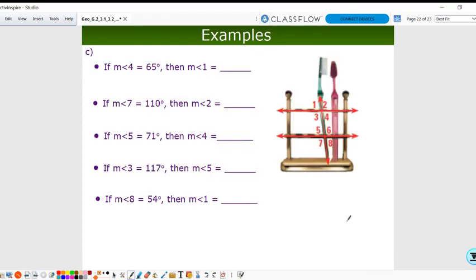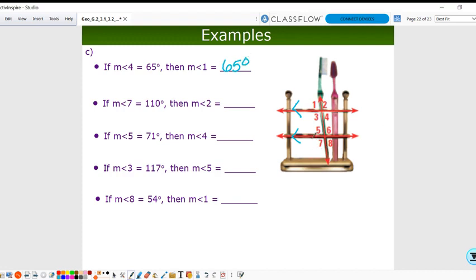So this is the toothbrush example. We have parallel lines here on our toothbrush holder, so I'm going to mark those parallel. And you have all the angles marked in here. Each one of these questions is a new question, so we kind of reset the drawing. If the measure of angle 4 is 65, then what's the measure of angle 1? Vertical angles are congruent, 65 degrees.